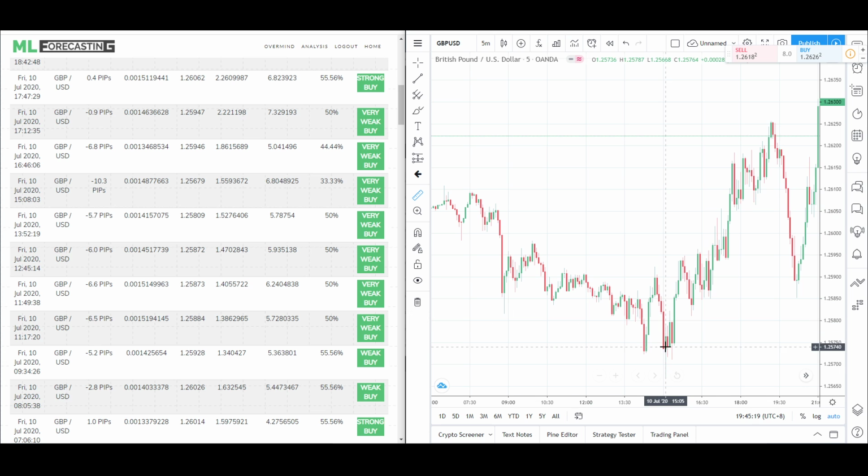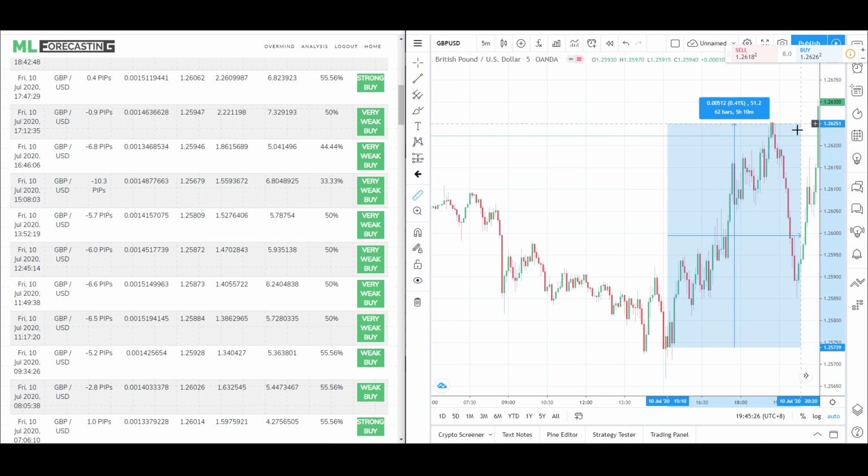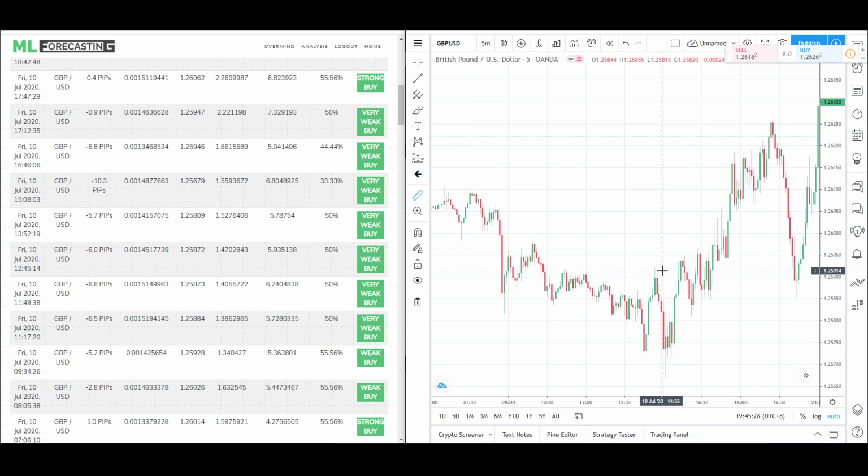1508 was the next one, which is way down here. So I'm not even going to check that. That's definitely a winning trade. 52 on there, and then continuation to the top there. So that's another winner. That was very weak as well. So 2 very weaks there, as winners.